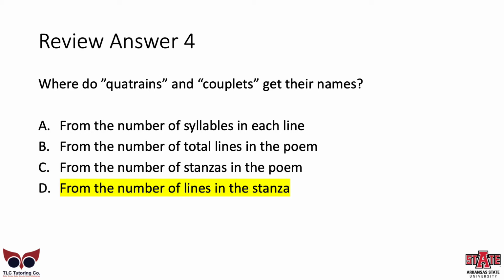Remember that the number of syllables in each line refers to the meter of the poem. Remember that the total number of lines in the poem may indicate what type of poem it is, but it has nothing to do with quatrain and couplet. And the number of stanzas in the poem also has nothing to do with quatrain and couplet. So for us, the number of lines in the stanza is the only correct answer option.